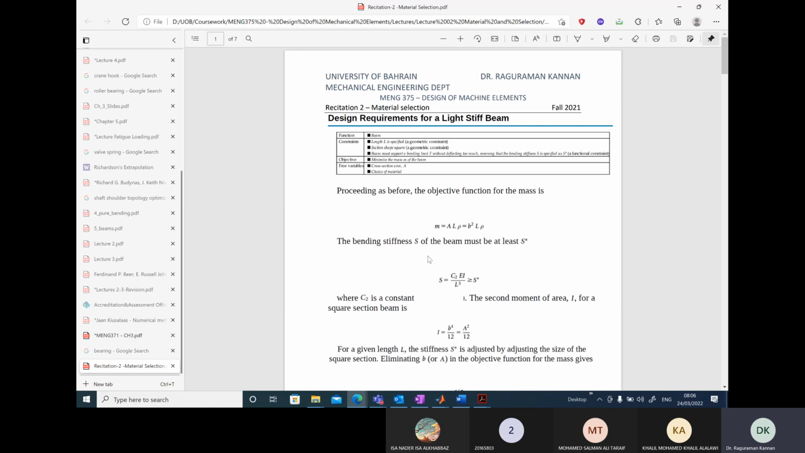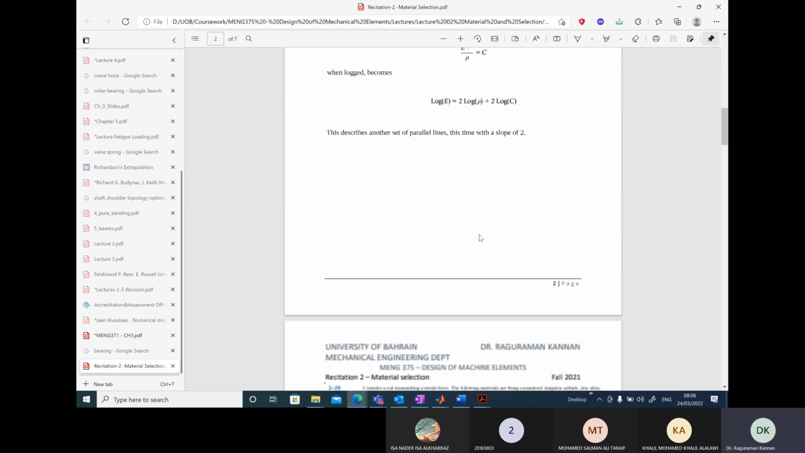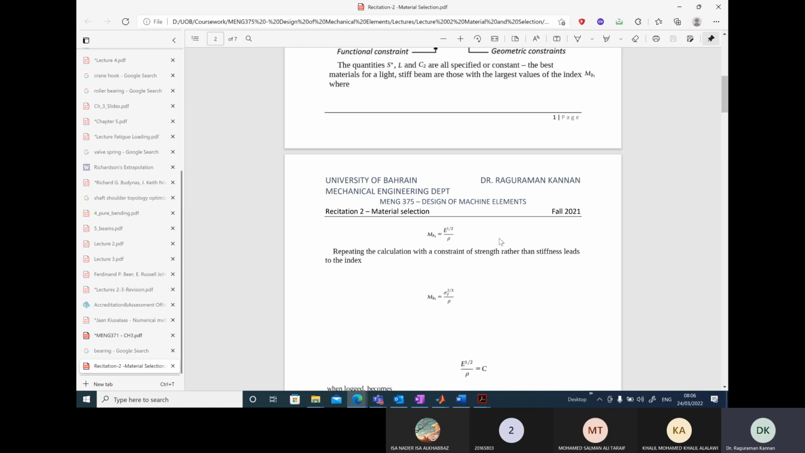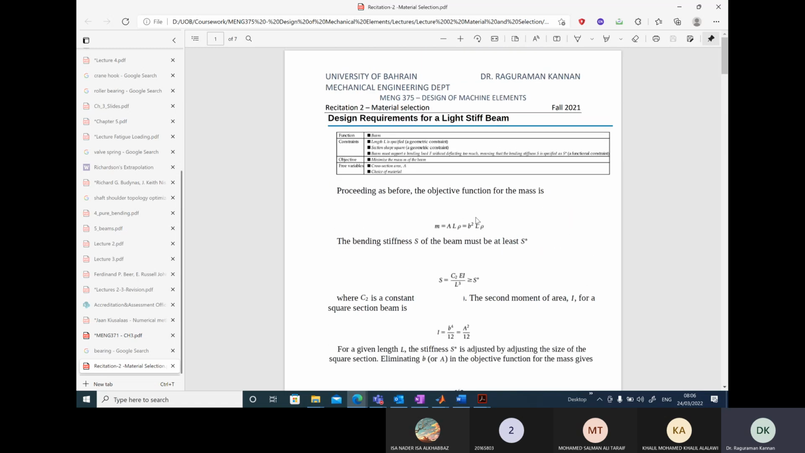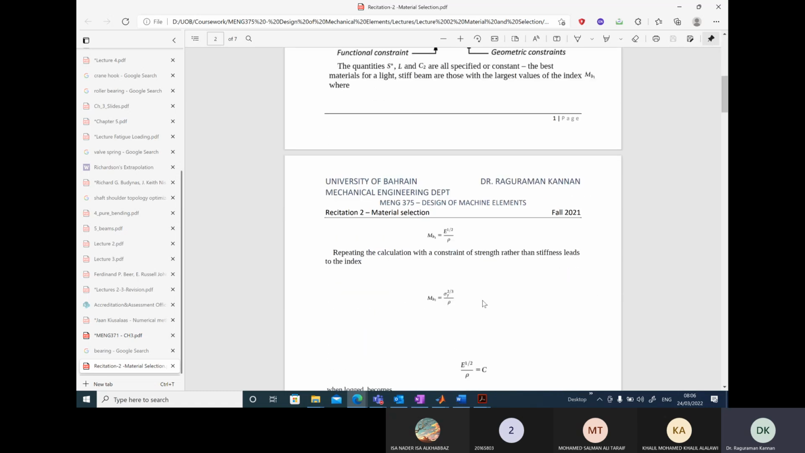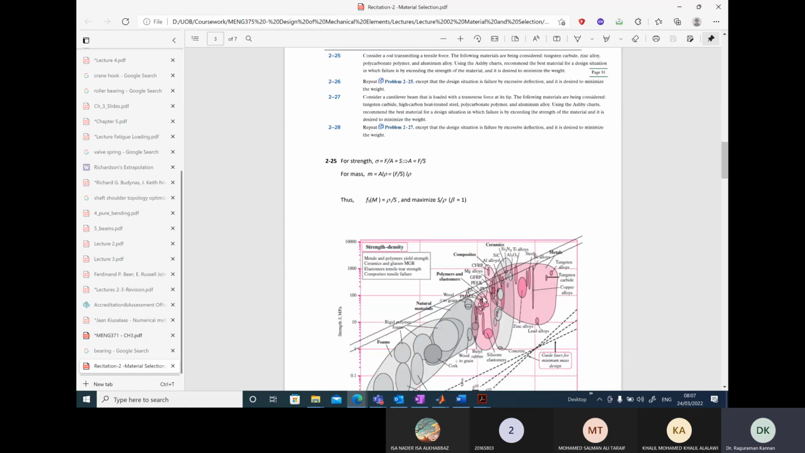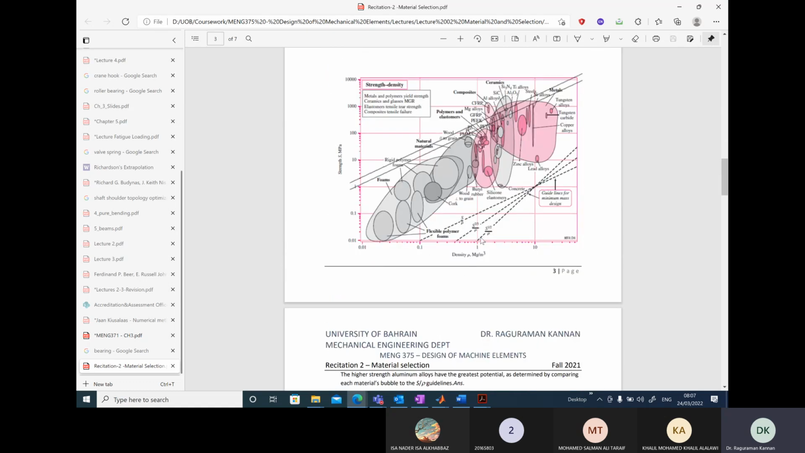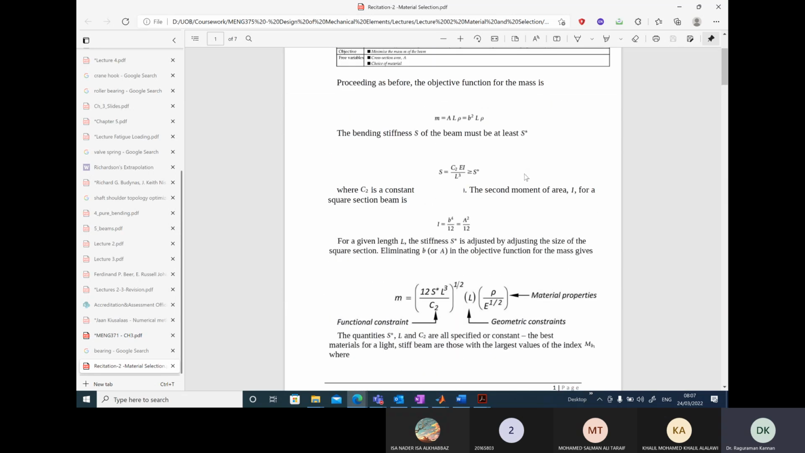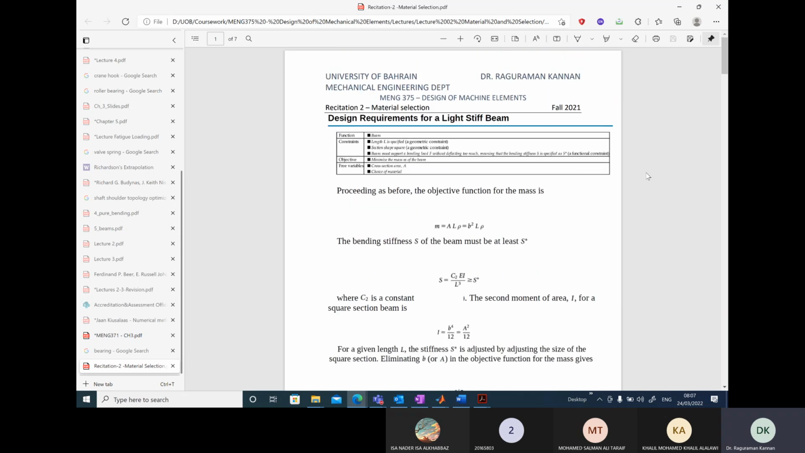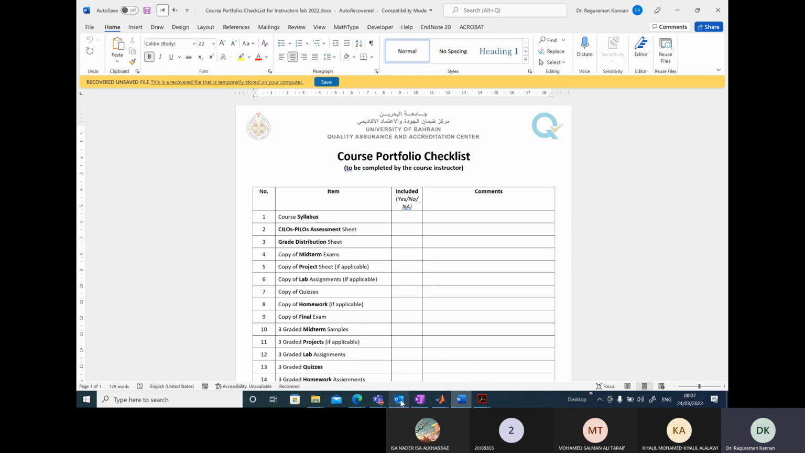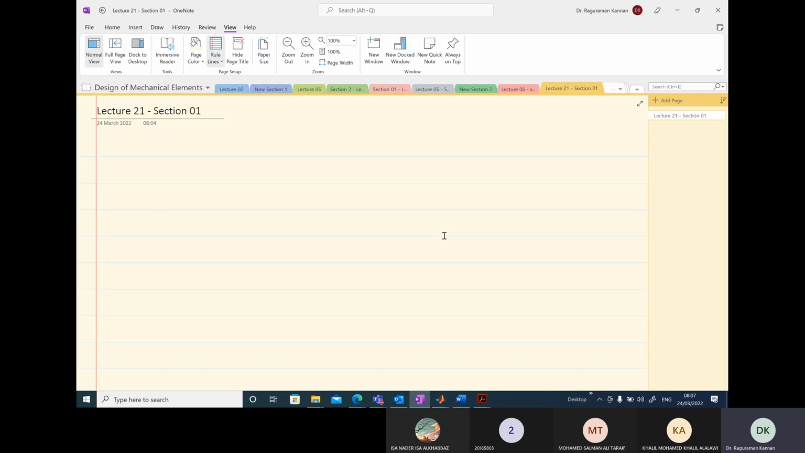Okay, so what are some of the examples I have given? And this is given, I think I have posted this also online. Now, what we are going to discuss is how to derive, for simple cases, the material indices, and from the material index, how we draw the guidelines in the Ashby chart. Okay, so that is the requirement here for explaining the problems. Let's just go to the notepad here.